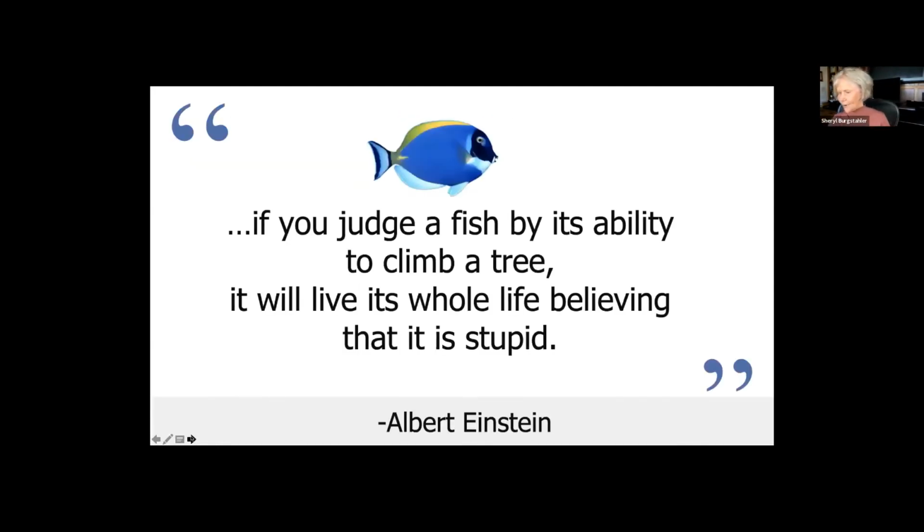Okay, so I love this quote because to me it speaks about universal design. If you judge a fish by its ability to climb a tree, it will live its whole life believing that it is stupid. So we need to think about what we're asking our students to do. Is it really testing what we want to test?